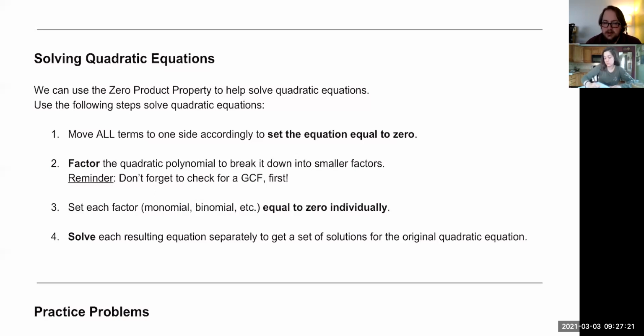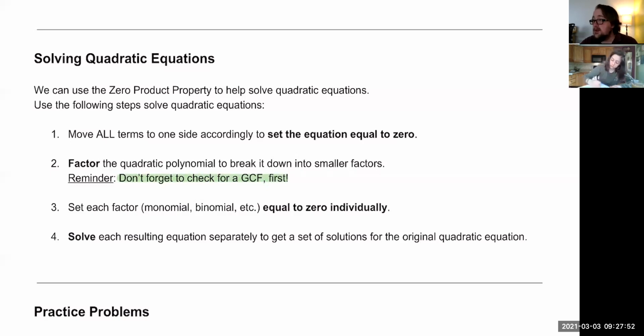Once it's set equal to 0, the second thing you want to do is factor it. The reason we want to do this is because we want to take whatever the polynomial is and break it down into smaller parts or factors. Now those might be monomials, they might be binomials. Hopefully they're not trinomials, because usually if we still have a trinomial, it can be factored down a little bit further. But there is a reminder there, which is worth highlighting. Don't forget to check for that greatest common factor first.